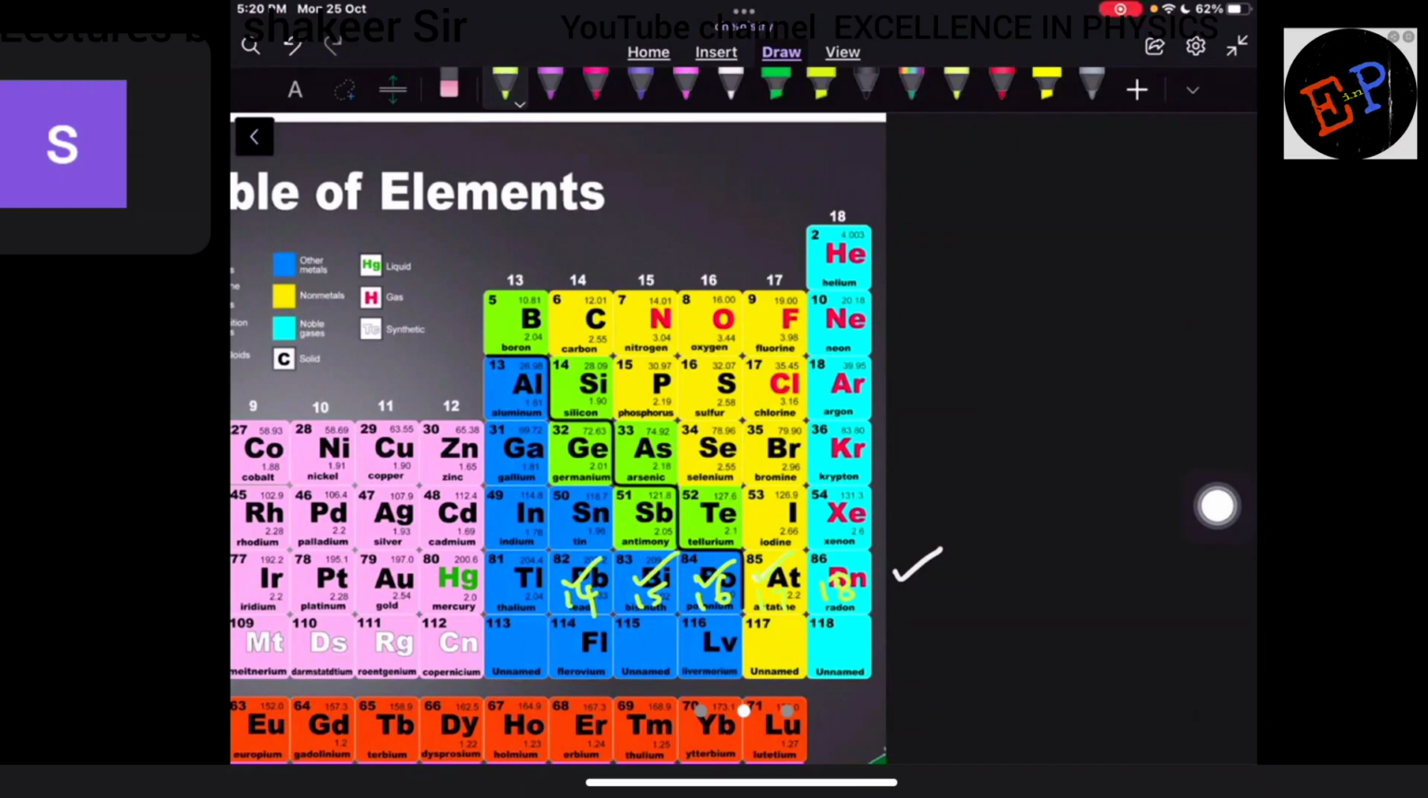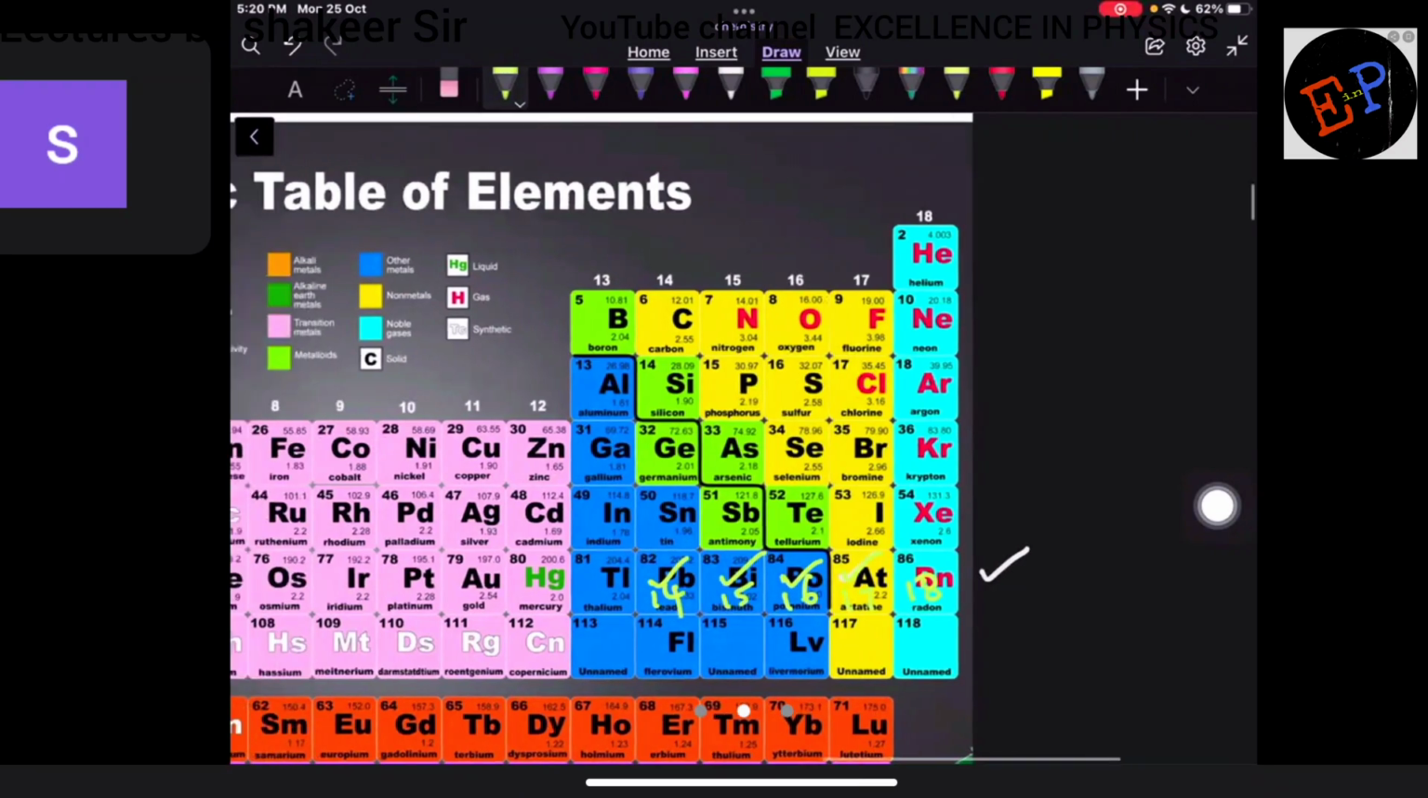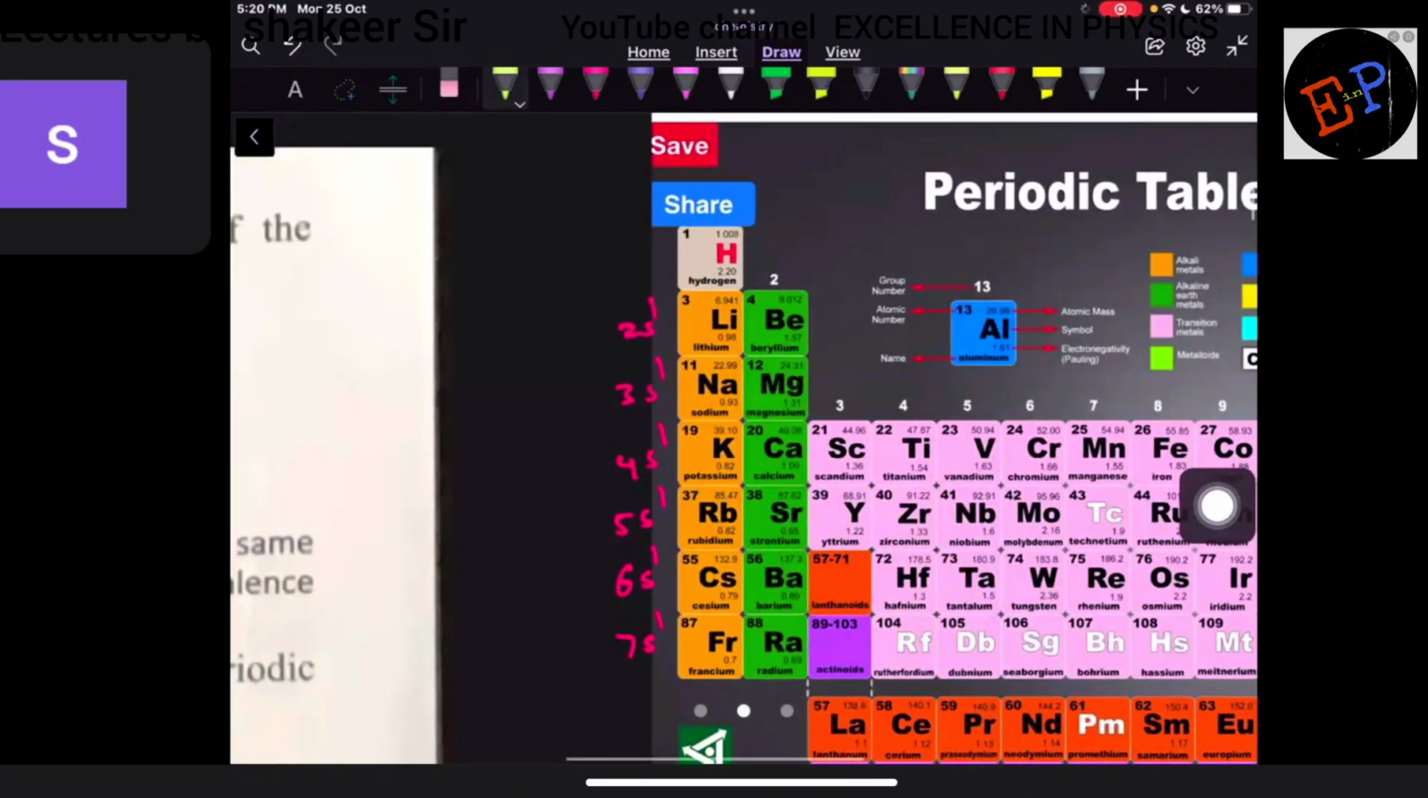Understood, right? That's it. So what are the minimum atomic numbers you have to remember? Hydrogen, helium, argon, krypton, xenon, and radon group-wise. Clear, no? 2, 10, 18, 36, 54, 86, and 118. Similarly, you have to learn these by heart also.